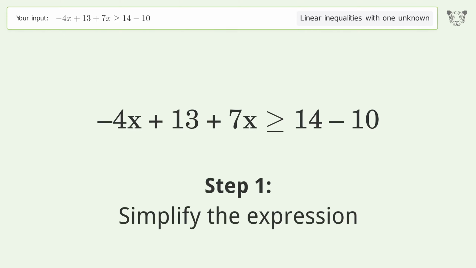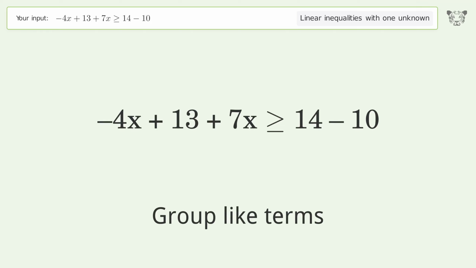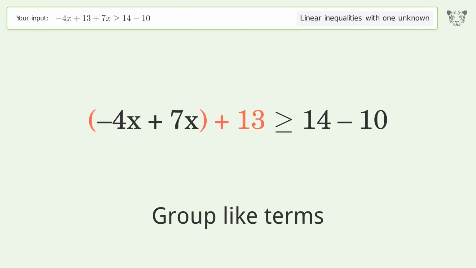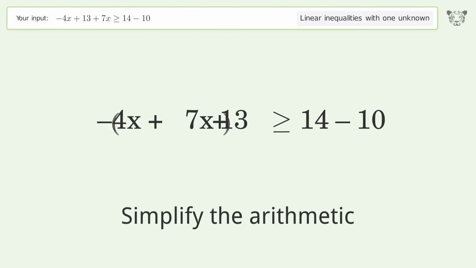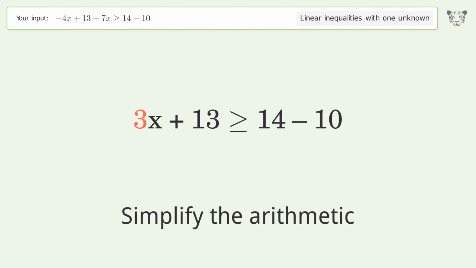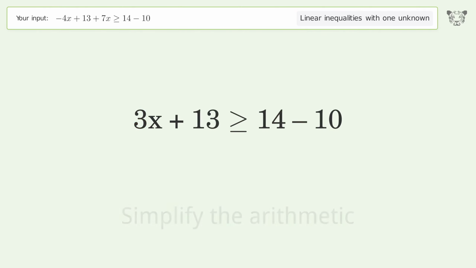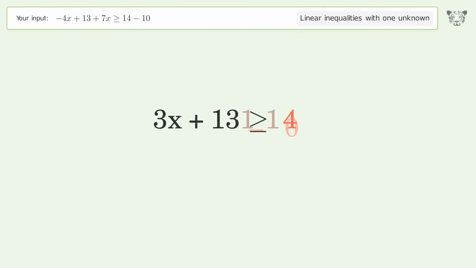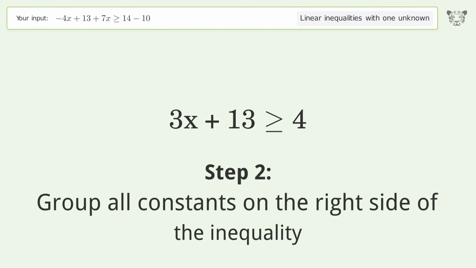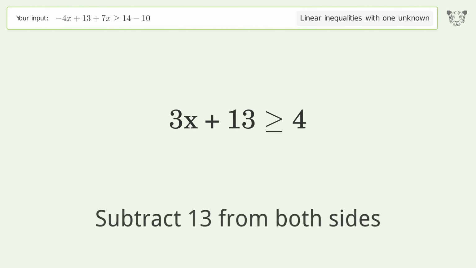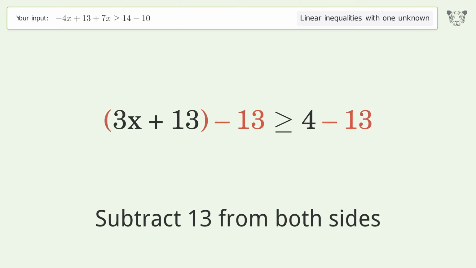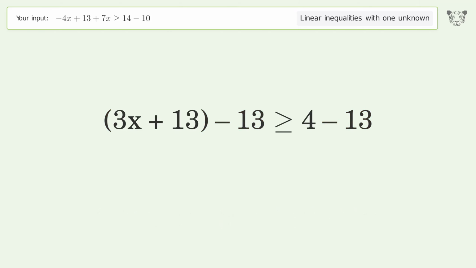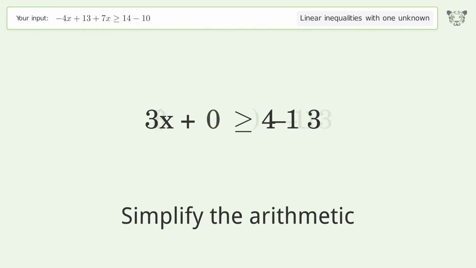Simplify the expression. Group like terms. Simplify the arithmetic. Group all constants on the right side of the inequality. Subtract 13 from both sides. Simplify the arithmetic.